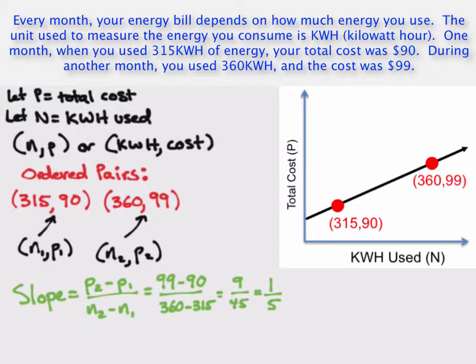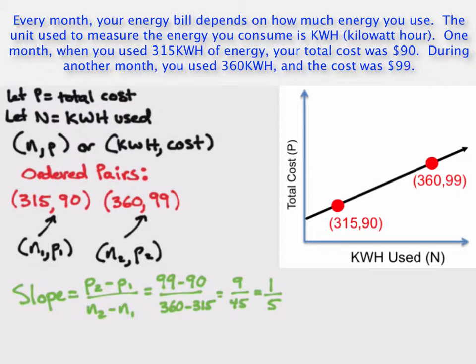Okay, well what does this slope of 1/5 mean? Well, it means a 5-unit increase in the number of kilowatt hours used will result in a $1 increase in the cost. Similarly, you can think of 1/5 as, for every 1 unit increase in the number of kilowatt hours used, there's a 1/5 increase in the cost, or a 20-cent increase in the cost. That is, every kilowatt hour costs 20 cents, a fifth of a dollar.